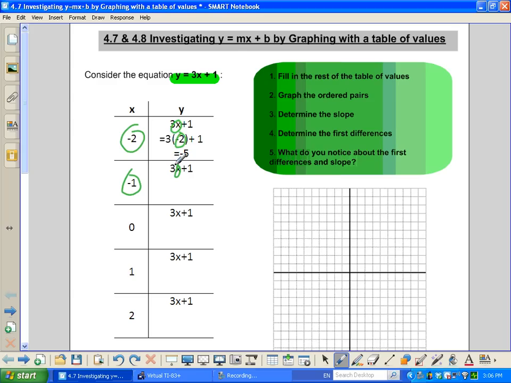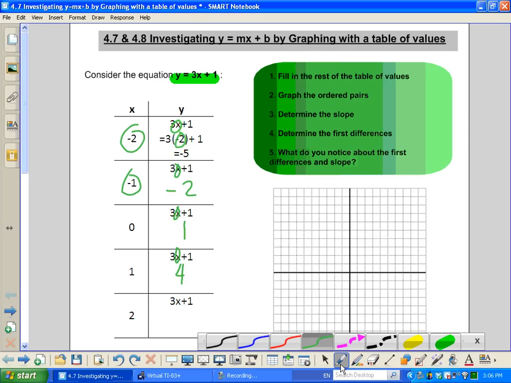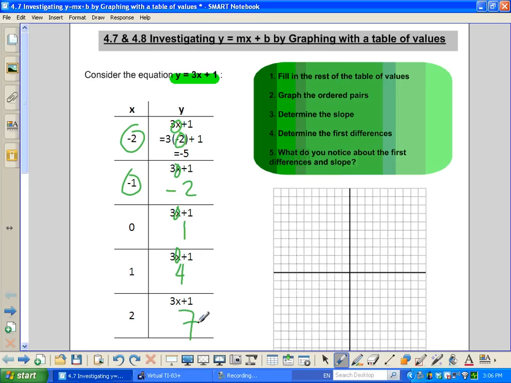Right, so -1 goes in for x there, and we have 3 times -1, which is -3, plus 1, which is -2. 0 goes in here. 3 times 0 is 0, plus 1 is +1. 1 times 3 is 3. 3 plus 1 is 4. And 2 goes in here. 2 times 3 is 6, plus 1 is 7. So that takes care of filling in the rest of the table of values. I hope we all followed that in class today.